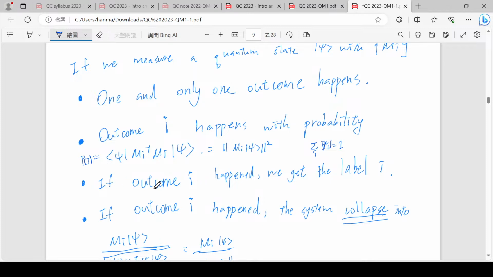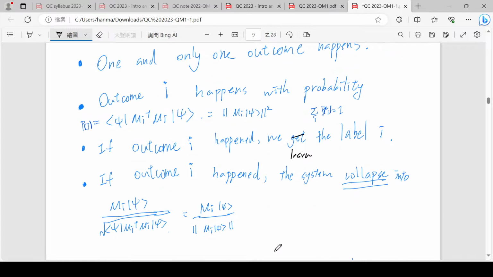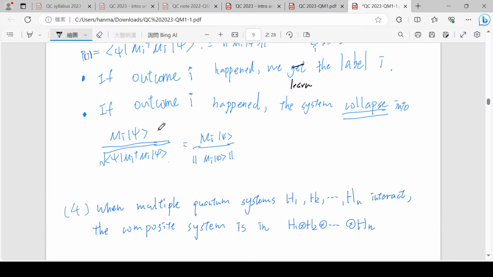And I guess I should say learn here. Yeah, we learn the label. When an outcome happens, the people doing the measurement will know the label i. The observer will learn the label i, and also finally the most weird thing that never happens in classical systems: when outcome i happens, the system will collapse into the state M_i psi, but renormalized.